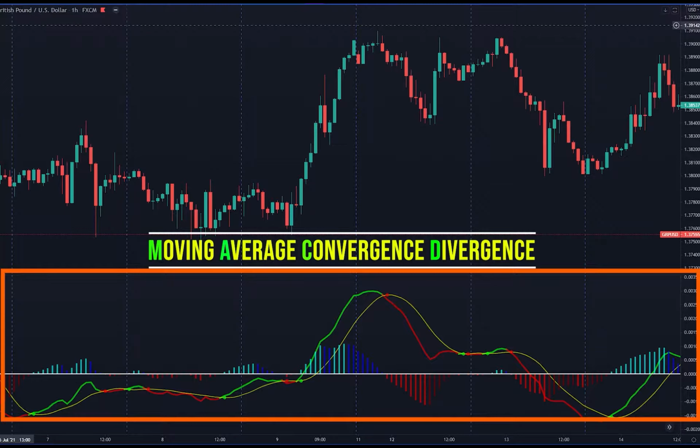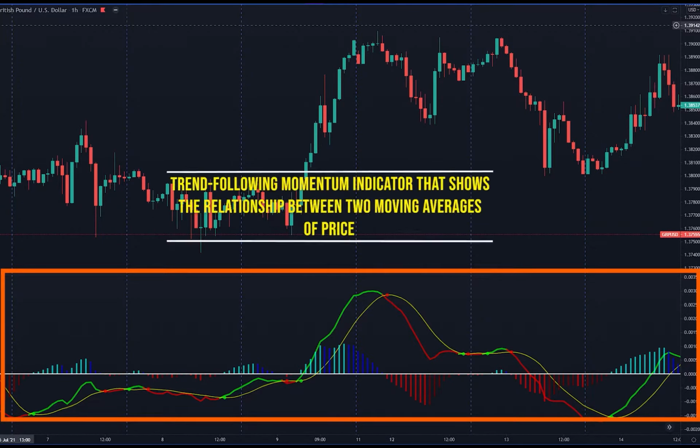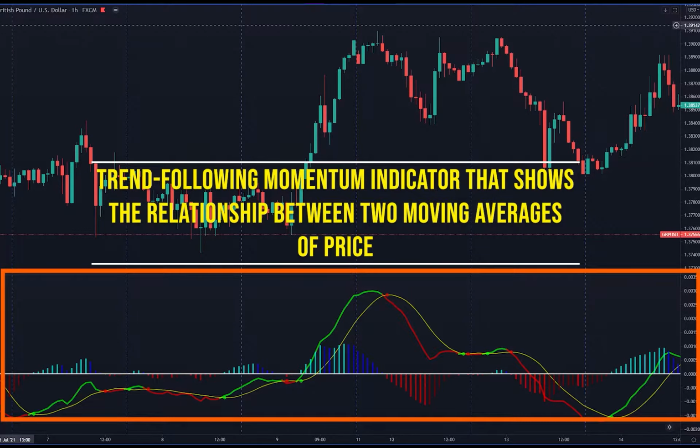Moving average convergence divergence, also known as the MACD indicator, is one of the simplest and still used indicators to this day. It is a trend following momentum indicator that shows the relationship between two moving averages of price.